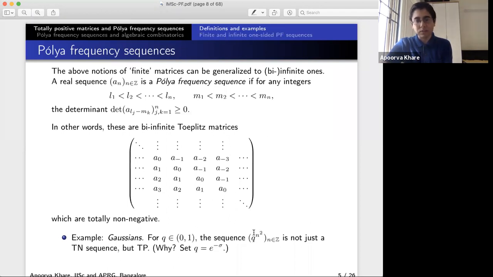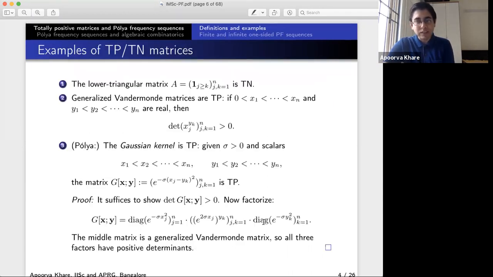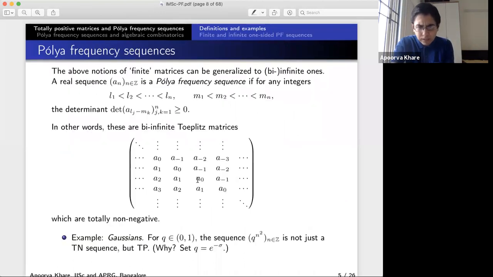Example, the Gaussians clearly give you a bi-infinite such matrix, because all you do is, it's like saying you draw a submatrix from this R cross R matrix evaluated at the integers. So you get e raised to sigma (n_j minus m_k) squared or something, or as I write down, I guess, (l_j minus m_k) squared. And e raised to minus sigma is my parameter q. And then this is exactly the result from the previous slide. Okay. So this is one example of Polya frequency sequences, or PF sequences, as I'll call them.